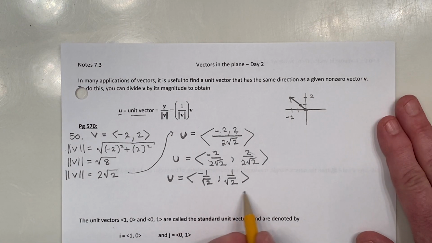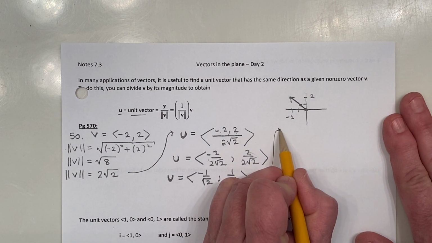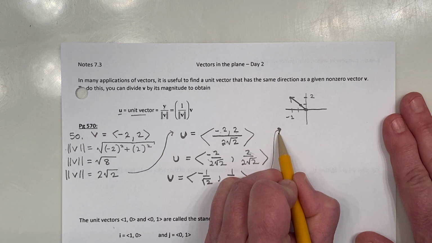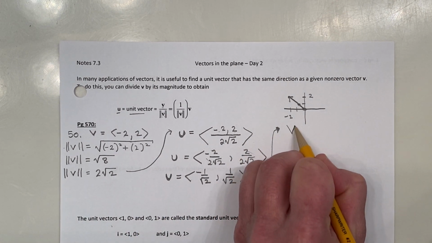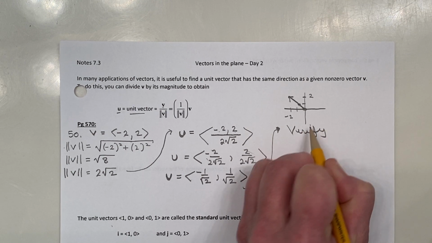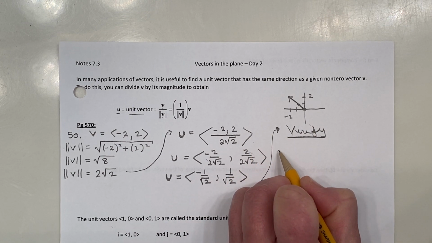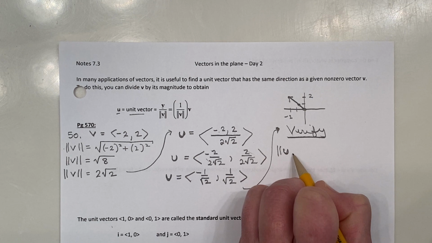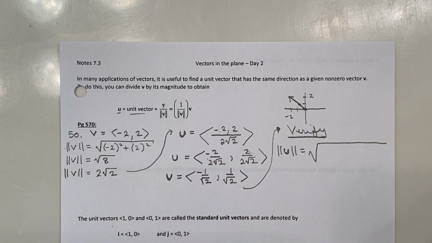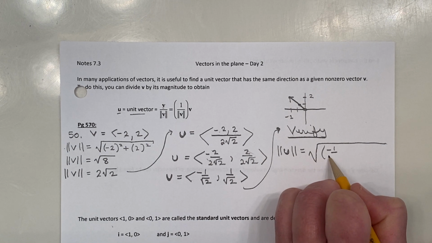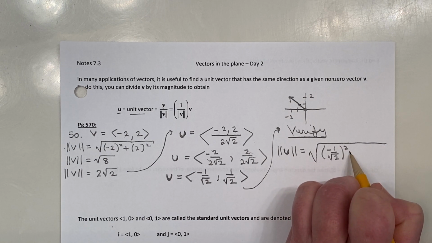Now, how do we verify? Well, let's find the magnitude of this unit vector. It should be 1, because a unit vector means a magnitude of 1. So I'm going to verify over here. The magnitude of vector u should give us 1. So remember, it's the square root, and we square each of these components and add them together.